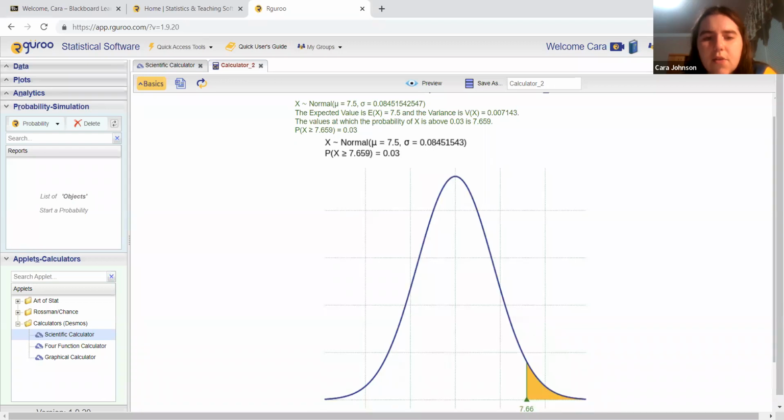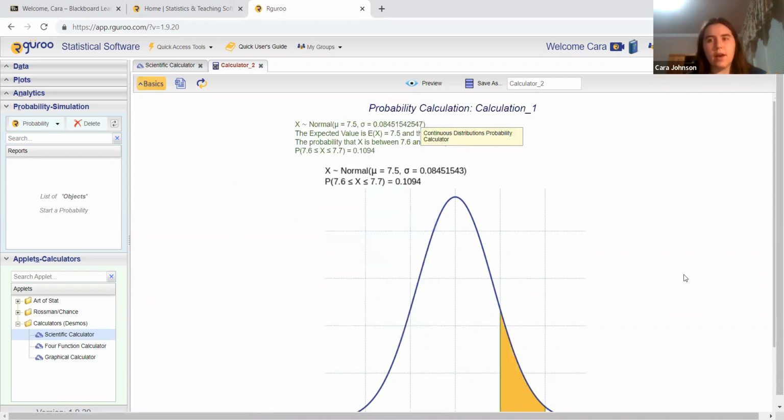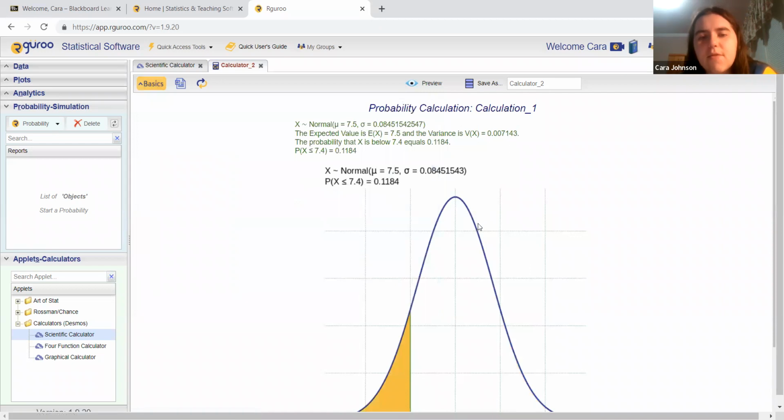The next one, I'm asked for the proportion of the sample mean weights between 7.6 and 7.7. So I'm going back to looking for probability again now. I'm going to put between 7.6 and 7.7. Hit the eyeball, and I get 0.1094. And then the next one, I'm asked for the proportion of the sample mean weights that are 7.4 or less. So that one's going to be below 7.4. Hit the eyeball, I get 0.1184.